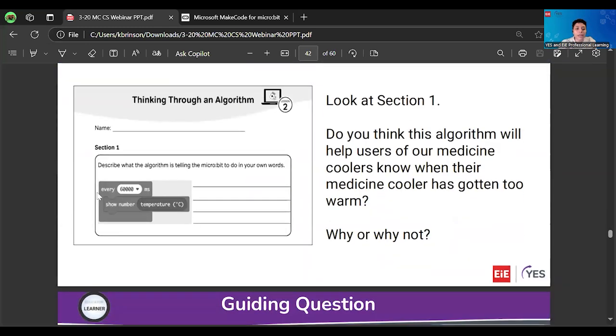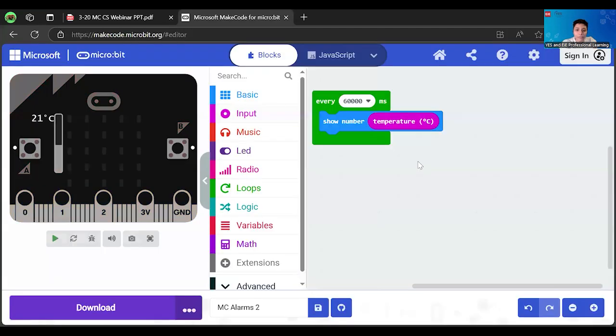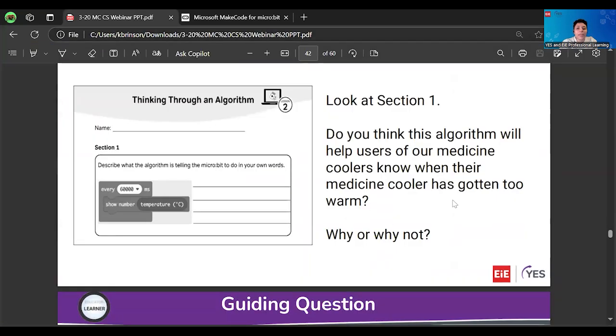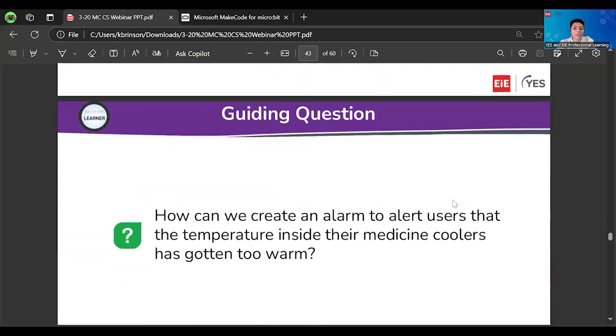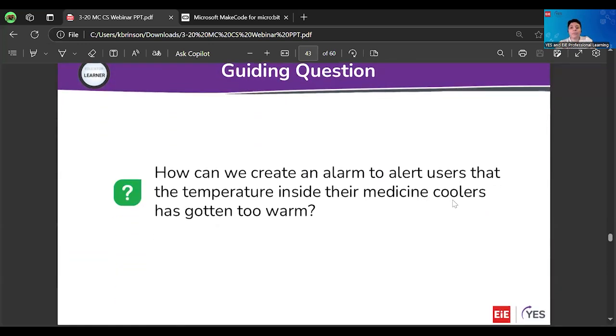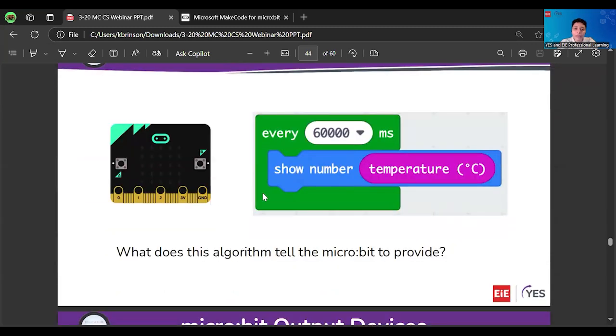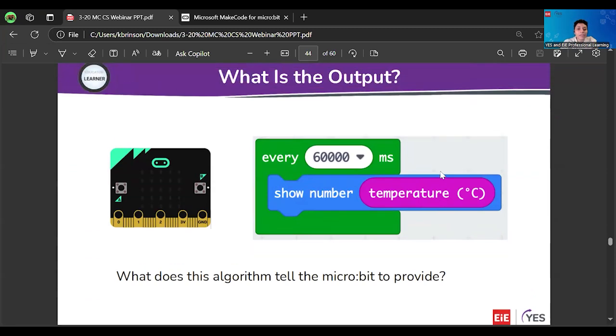So they return to that specific algorithm, the one we still have open over here, that every minute we're showing the temperature. And they're recognizing that this probably isn't the best either, because we want it to make an alert. We want it to sound for us to actually look at it when the temperature is too hot, too cold, etc. So we want to think about how we can create an alarm to alert users that the temperature inside their medicine cooler has gotten too warm. So they know what their loop is, and they want to also add an additional output.